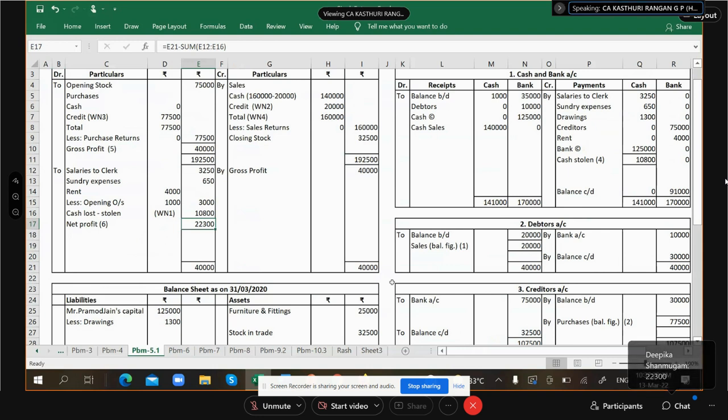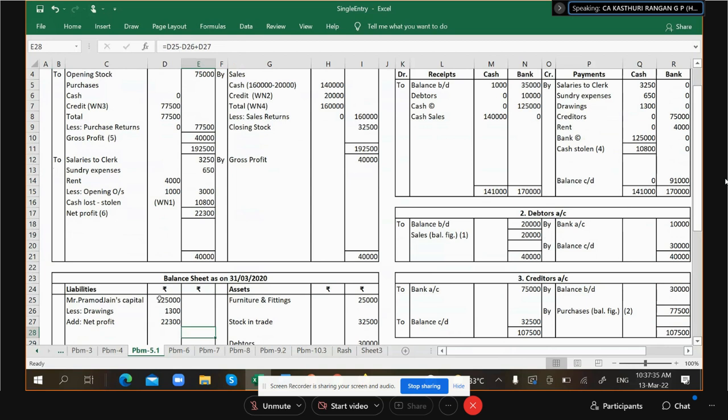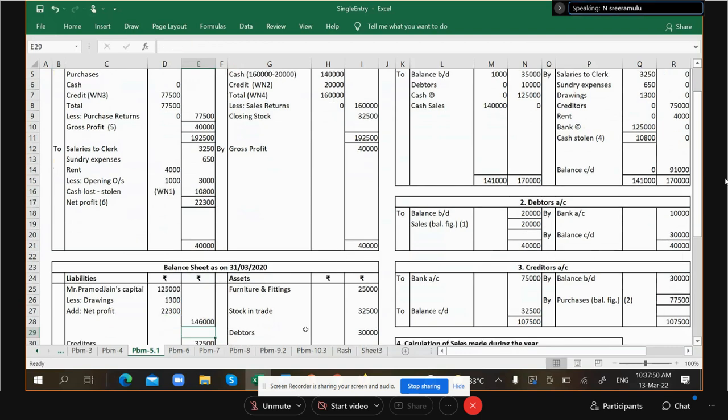If there is a net profit, what will we do? We will add it to the proprietor's capital, add net profit 22,300. So what will be the balance in the proprietor's capital account? 1,25,000 plus 22,300 minus 1,300 is equal to 1,46,000. Opening balance minus drawing plus profit. 1,46,000 is the closing capital.